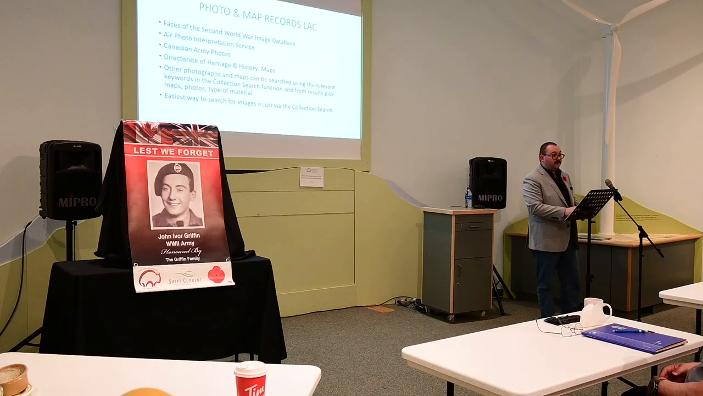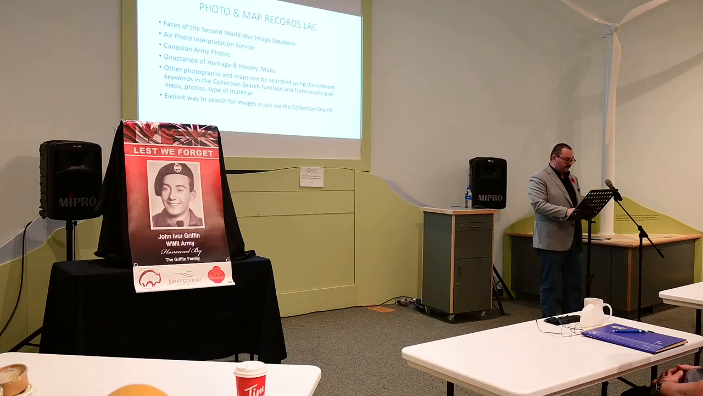Photos and map records held at the Library and Archives. They have a database called the Faces of the Second World War, a database of images of those who served in the Second World War. There's roughly 2,500 of them, I believe. There's also the Air Photo Interpretation Service, Canadian Army Photos, and the Directorate of Heritage and History, who does the maps. There are other photographs and maps too, and they can be searched just using relevant keywords in collection search. So if you type in Battle of Vimy Ridge, it'll bring up results for all the images that they have in relation to the Battle of Vimy Ridge.